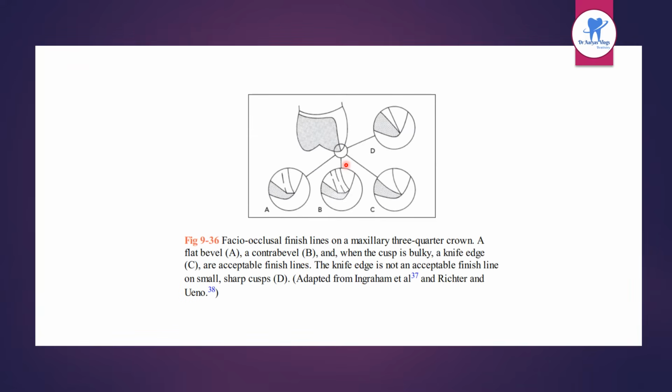And this picture shows the facio-occlusal finish line of a maxillary 3/4 crown. Here it is a flat bevel. This is a contra bevel. And when the cusp is bulky, a knife edge. These are the acceptable finish lines.